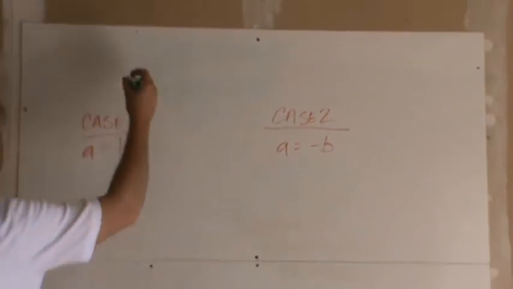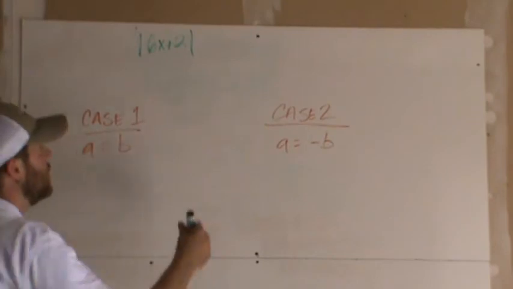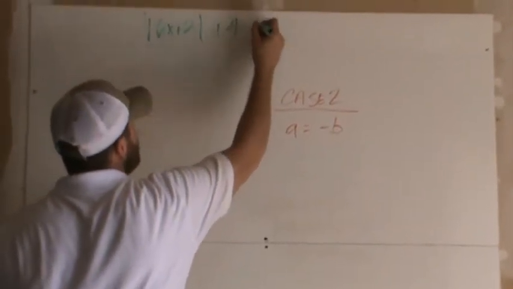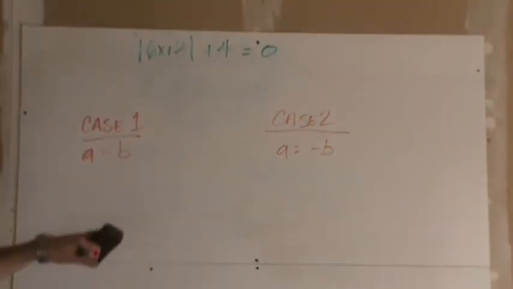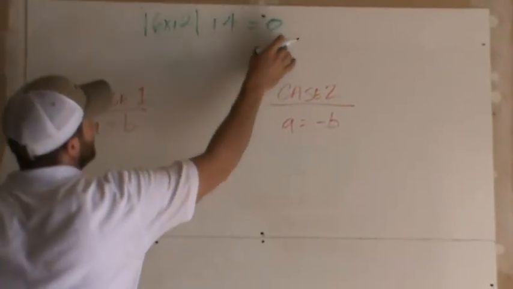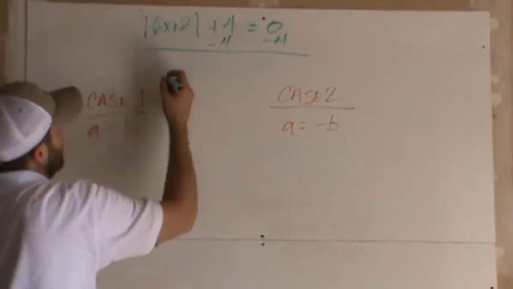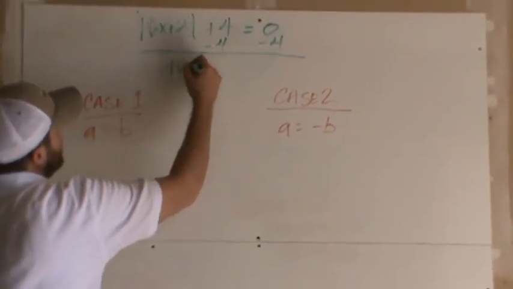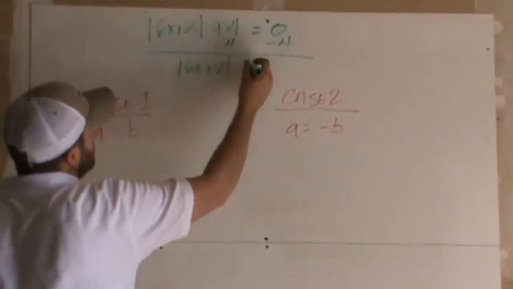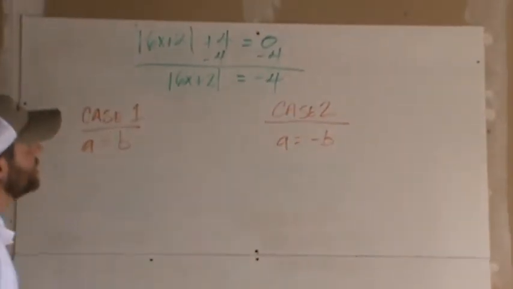Let's say we had the absolute value of 6x plus 2, plus 4 equals 0. Notice the absolute value is not by itself yet. So we want to go ahead and move this 4 over. We'll subtract 4 from both sides, see what's left over. That should give you the absolute value of 6x plus 2 equals 0 minus 4, which should be negative 4.